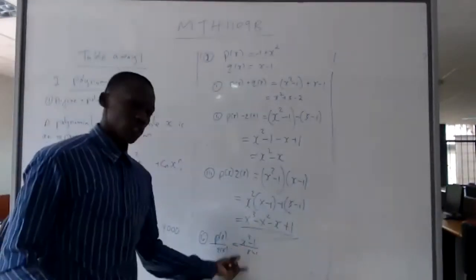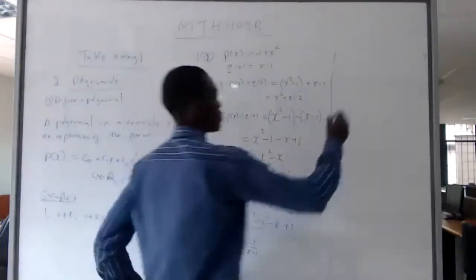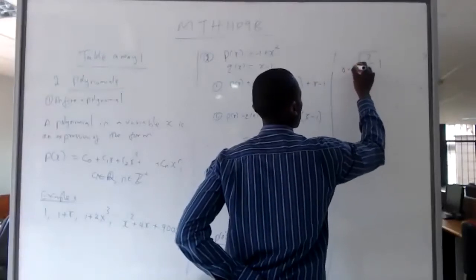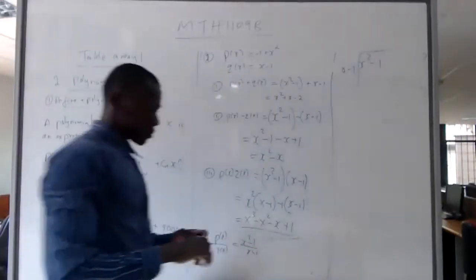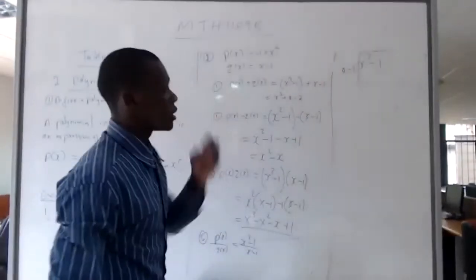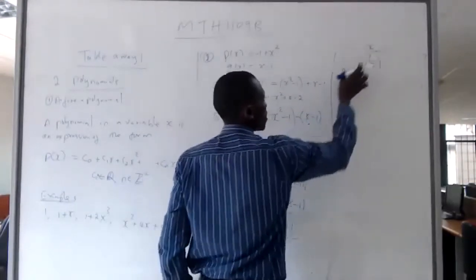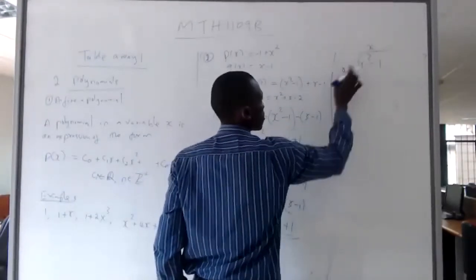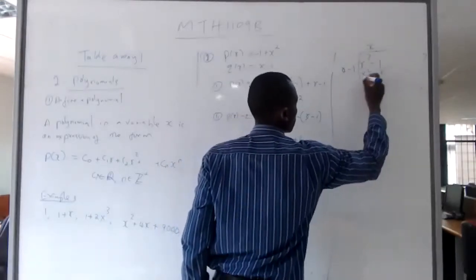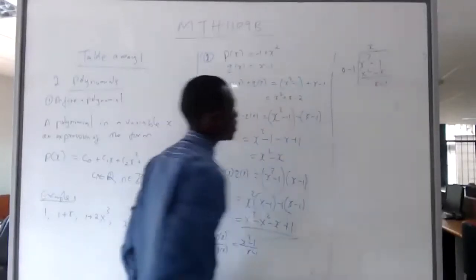Now that you've done factorization, you can just factor the numerator and divide, or you could do long division. So x squared minus 1 divided by x minus 1. How many times does x go into x squared? That's x times. Then take x and multiply this expression. So x times x is x squared. X times -1 is negative x. When you subtract, this becomes x minus 1.